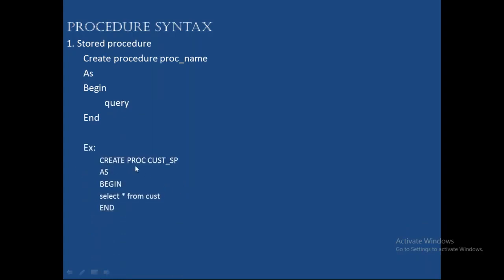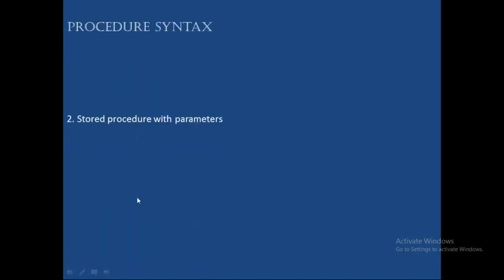Now here you see an example: create procedure cust_sp as begin, select star from cust, meaning from the customer table whatever data I have, everything will be returned as a result whenever you execute this particular stored procedure, because inside the stored procedure we have this query.